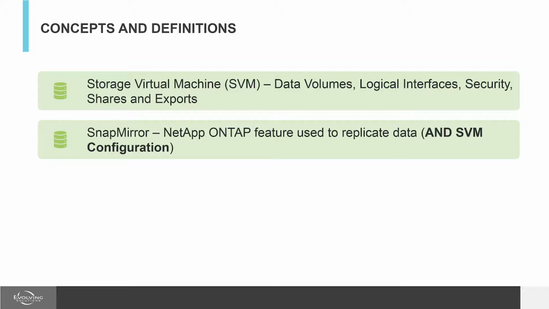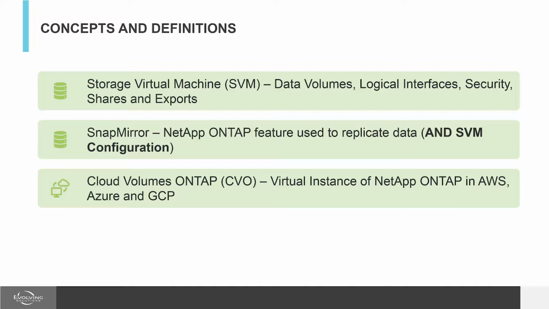SnapMirror is, to a large degree, the engine of NetApp's data fabric, allowing you to replicate from on-prem to on-prem, multiple data centers, from your local data center to, in this example, NetApp Cloud Volumes Ontap in Azure. And Cloud Volumes Ontap is a virtual instance of Ontap that's running in AWS, Azure, and GCP today.